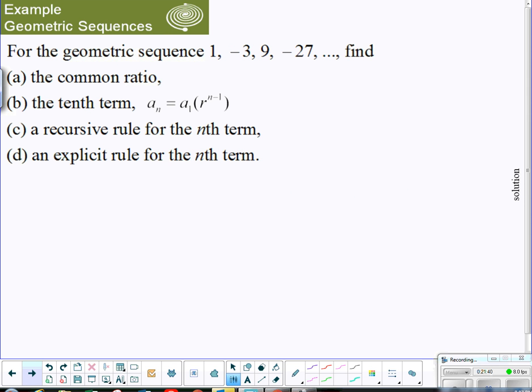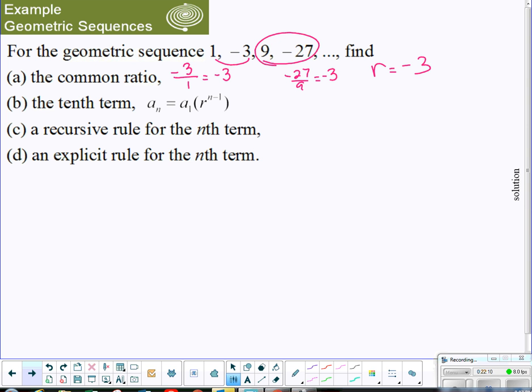For the geometric sequence 1, -3, 9, -27, to find the common ratio, the same idea, we take two side-by-side terms and divide. So -3 divided by 1 says my common ratio is -3. Would it be the same if I chose these? -27 divided by 9 gives me a common ratio of -3. So my r, which is typically used to represent the ratio, is -3.